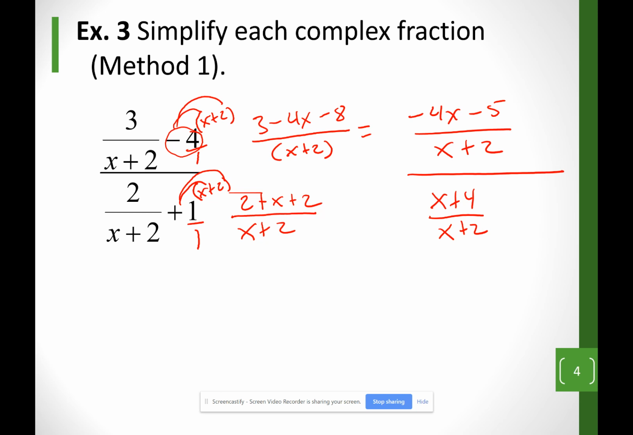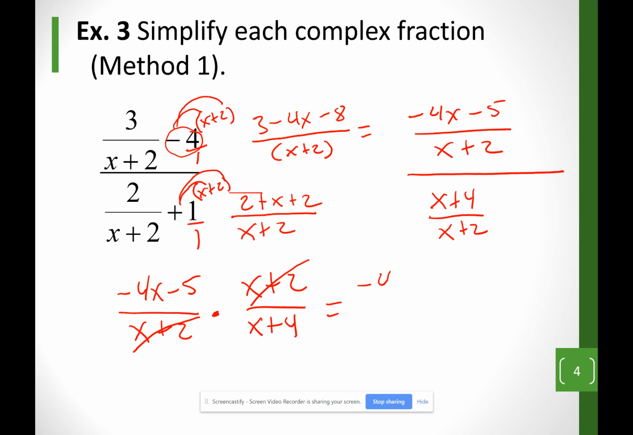Once again, I have one fraction over another fraction, so I'm just going to say negative 4x minus 5 over x plus 2 times x plus 2 over x plus 4. This x plus 2 with this x plus 2 cancel out. So I have negative 4x minus 5 over x plus 4. I'm not going to be able to cancel anything else, so that's pretty much it. So method 1 says simplify the fractions on the top, simplify the fractions at the bottom, and then you're just dividing two fractions.